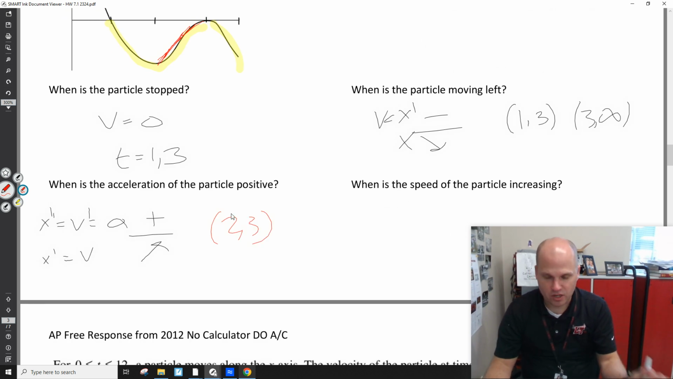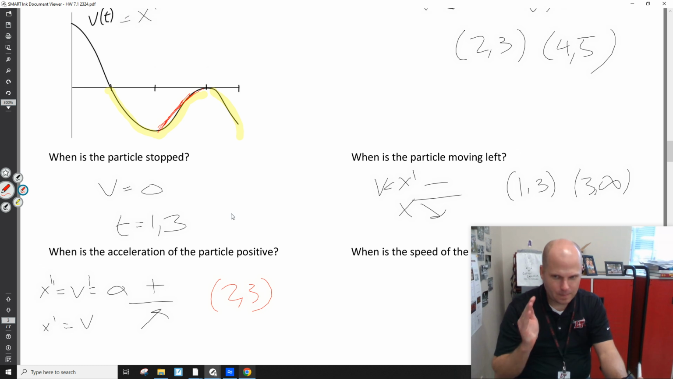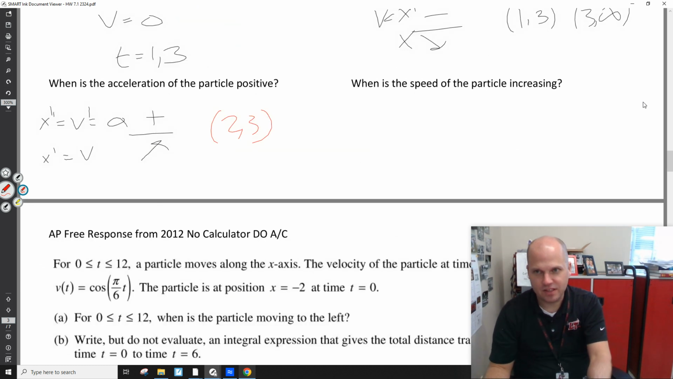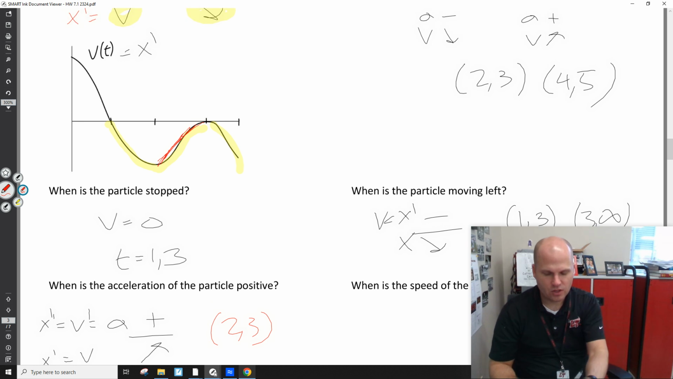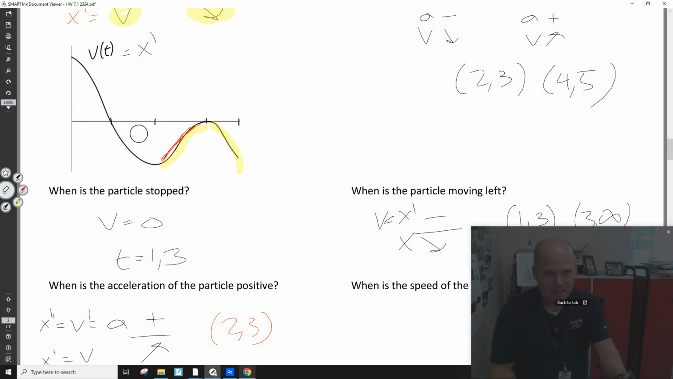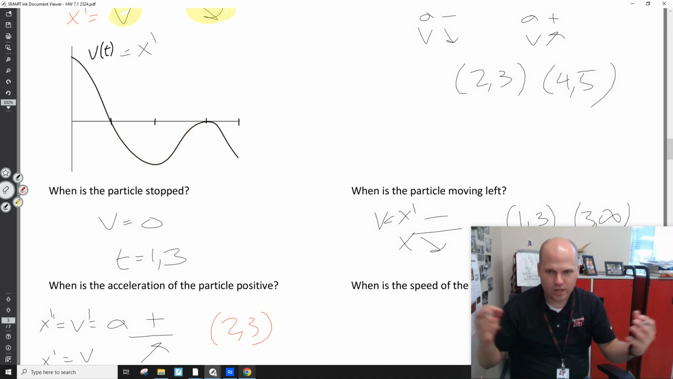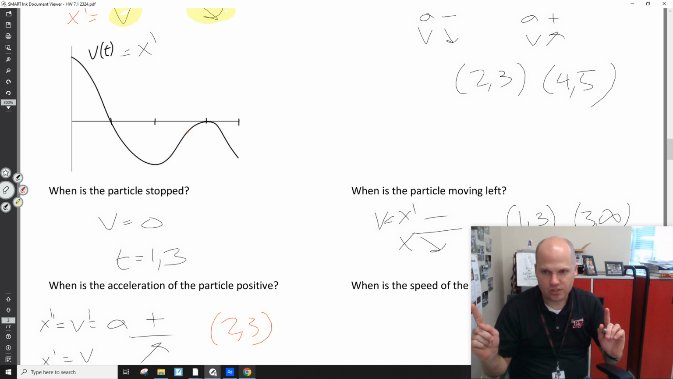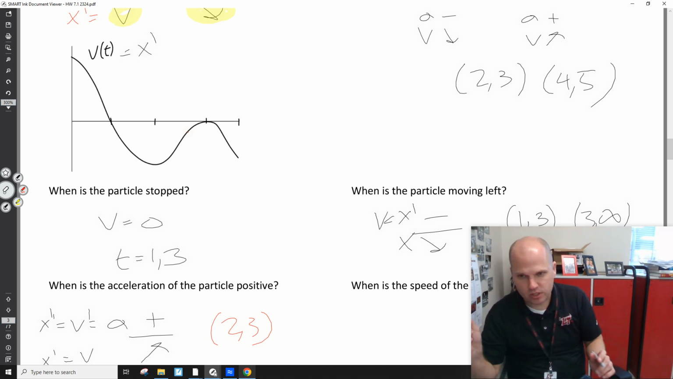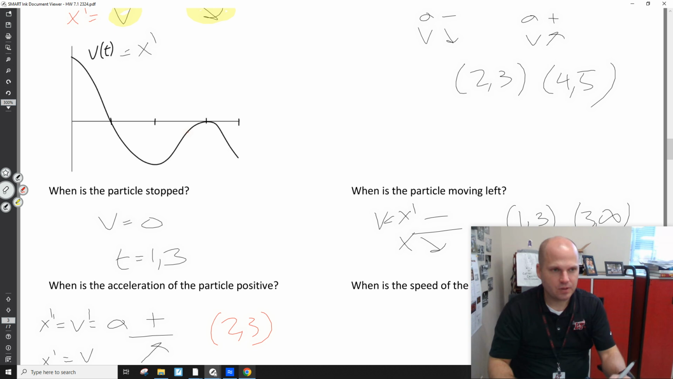When is speed increasing? V and A have the same signs. Okay, when do V and A have the same signs? When your velocity is getting bigger, when it's getting further away from 0. Both directions. I'm either speeding up going to the right or speeding up going to the left.